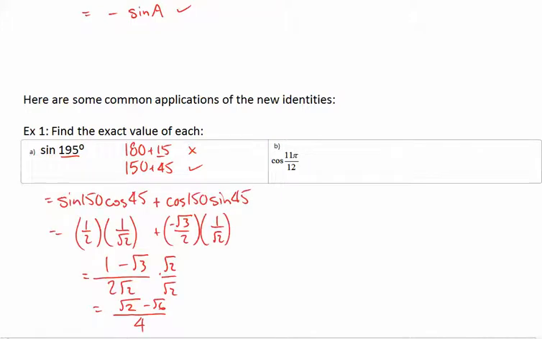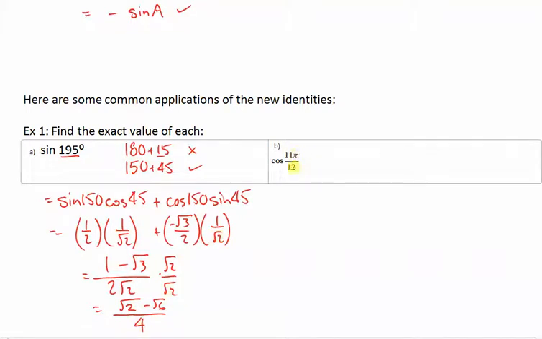Okay, here's the final solution for this. I rewrite using a sum identity for sine. So sine 150 cos 45, cos 150 sine 45. Note that I could have written 45, 150 in the other order. I would have got all these same factors just reversed, so it really doesn't matter which way that you write it. Then I write the corresponding ratios that I know from the special angles and simplify and rationalize.